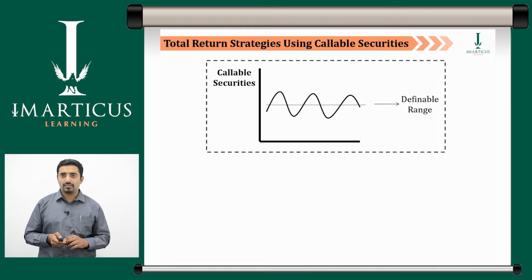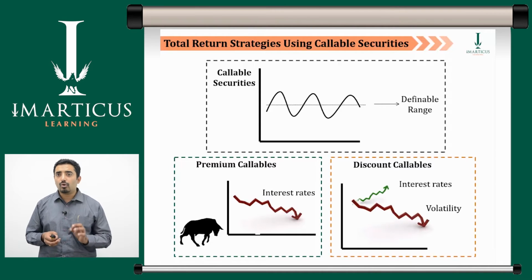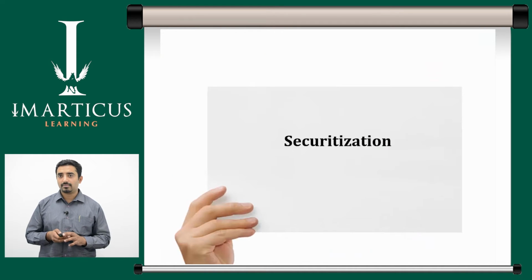If an investor has the view that rates may be volatile in either direction over the near term but are likely to remain in a definable range over the next year, an investment in callable securities can significantly enhance returns. Premium callables may be used when the bullish investor believes that rates are unlikely to fall very far. Discount callables are a better choice when the investor believes volatility will be low but prefers more protection in an environment of rising interest rates.